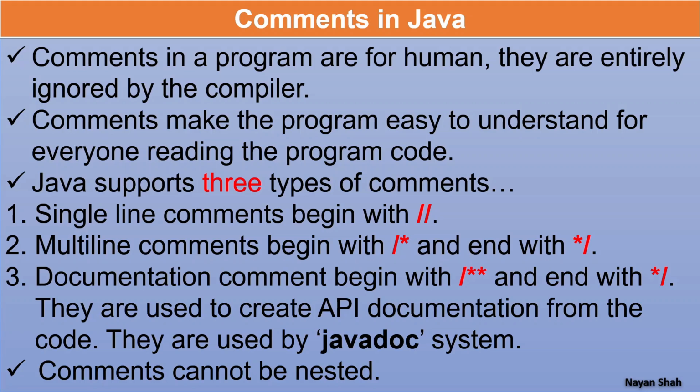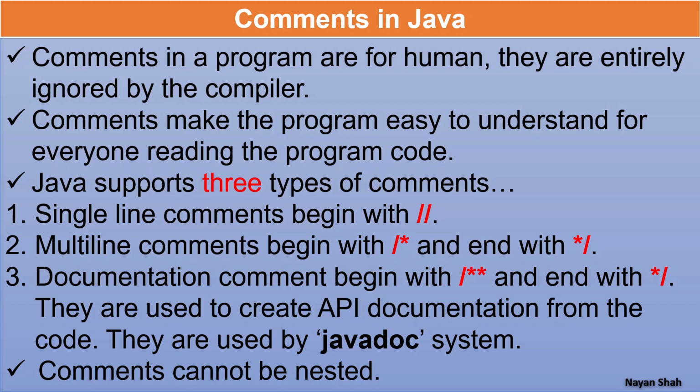A single line comment begins with double slash and there is nothing to end it. Where the line ends, the comment ends. Multi-line comments begin with slash star and may spread over as many lines as you want to write, and at last it ends with star slash. Documentation comments begin with slash double star and end with star slash. Remember, it ends with star slash only, and when you begin that comment, it begins with slash double star.